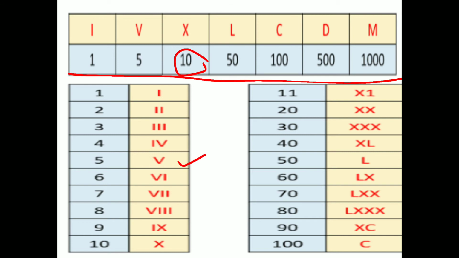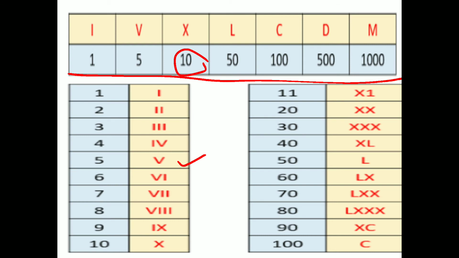Now with the help of 10 we make 11, XI. 12 also you have done in previous classes. Till 50, 20 we make XX. 30 is X three times. 40 is XL. 50 is L. 60 is LX, because L is for 50, 50 plus 10 is 60. 70 is LXX. 80 is LXXX. 90 is XC and 100 is C. Clear? You have to make all these tables in your maths copy.